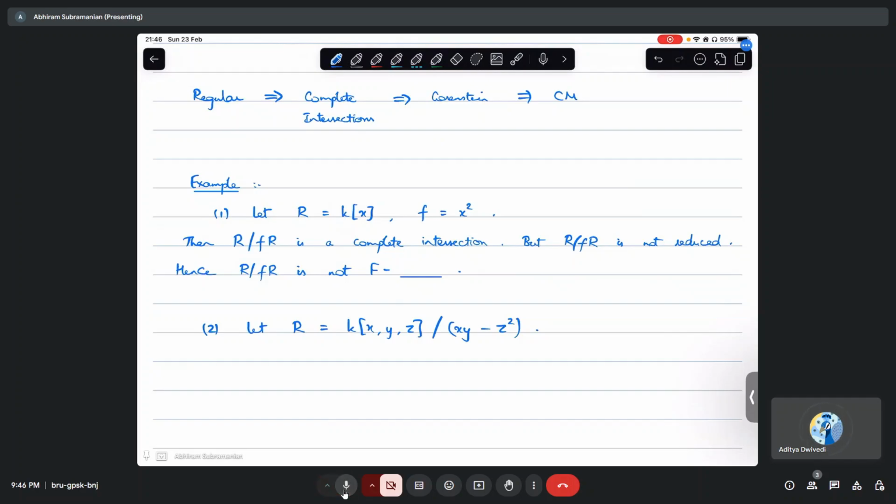I think we discussed that direct summands of strongly F-regular rings are strongly F-regular. But okay, did we also say that this is a direct summand? Okay, fine. Maybe.